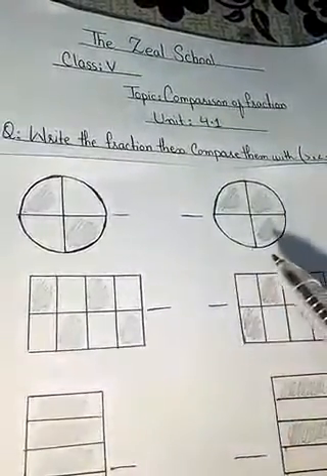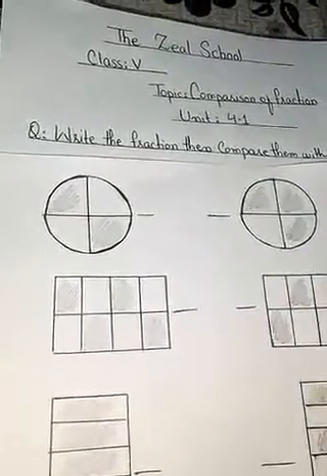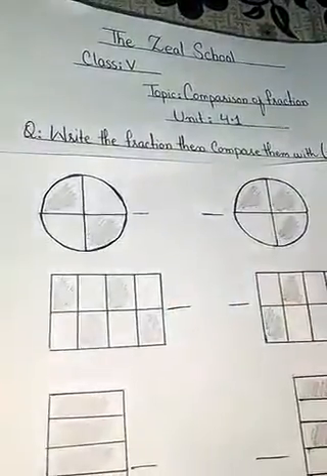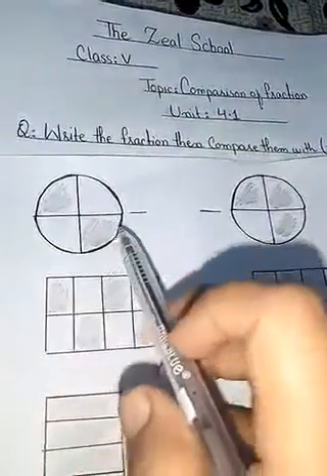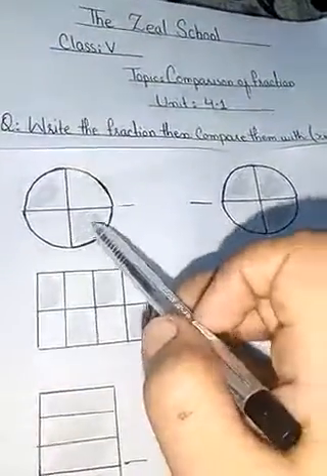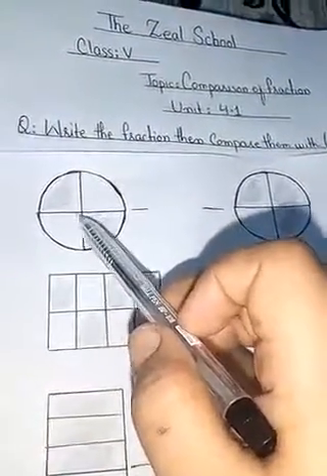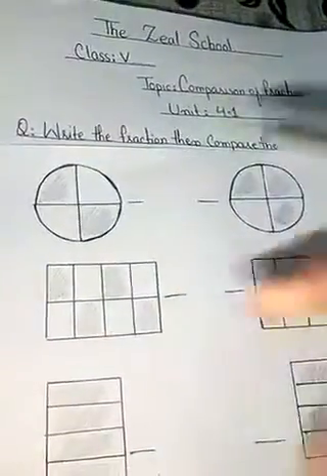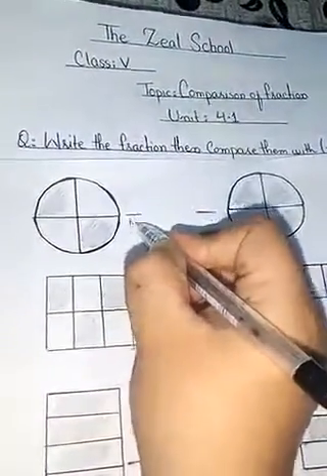You have already learned the comparison of fractions in your previous class. So let's start. First we have to write the fraction and then we have to compare them. In the first diagram we have a circle and it is divided into 4 parts. So the denominator is 4.